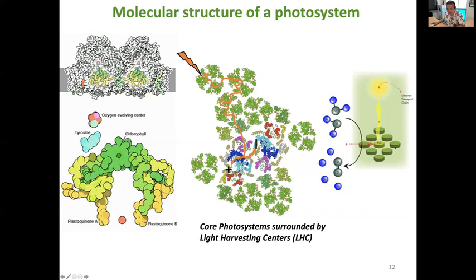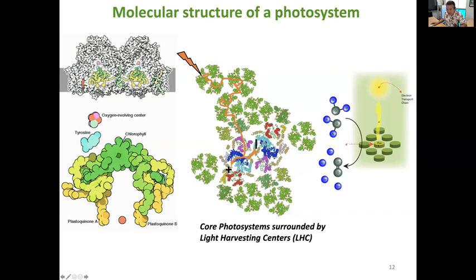So here's the simple way of representing it. That's the special P680 chlorophyll in the middle that is going to receive all the focused resonance energy from all of the other chlorophyll-containing proteins around it, causing electrons to be booted off of it that go to the plastoquinone and are carried off into the electron transport chain.